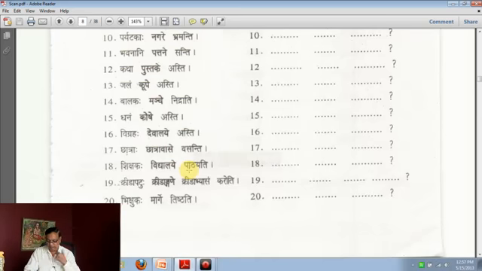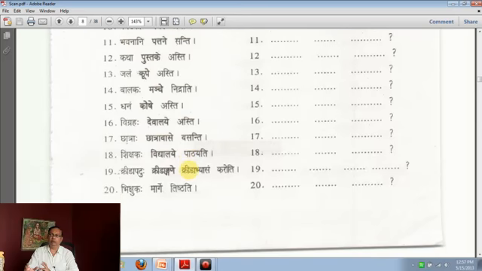Any word can be kutra. 19th. Kridapatuhu kridangane kridabhyasam karoti. Kridapatu means an able athlete, an expert player. Kridangane, in the playground. Kridabhyasam karoti is practicing. A sports person is practicing in the sports arena. So, kridapatuhu kutra kridabhyasam karoti?